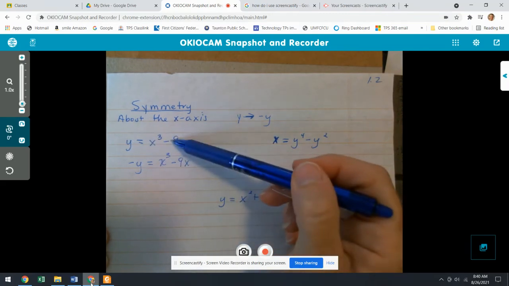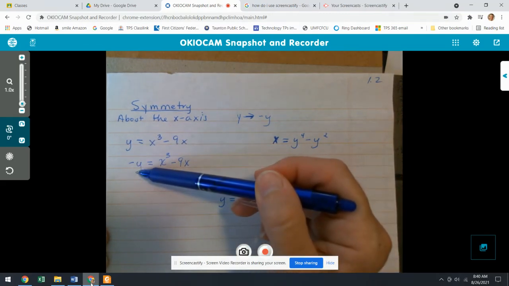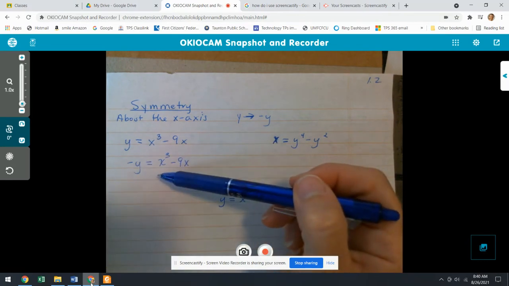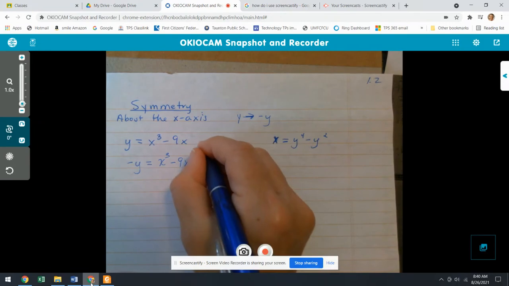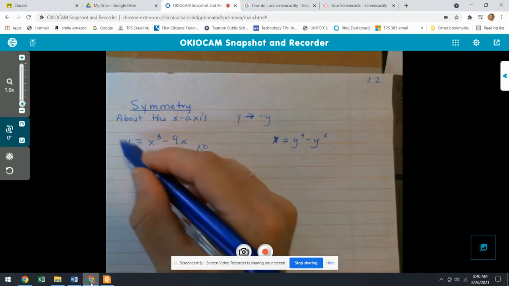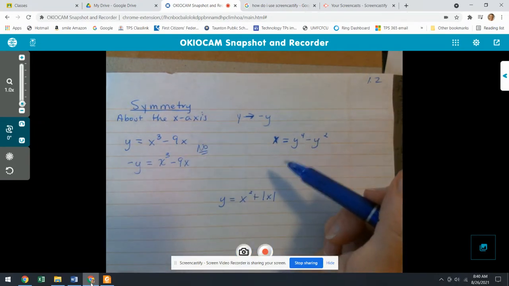So this was the original. We put in the opposite of y and simplified anything, which there was nothing to simplify. And then we just compare them. They are not the same. So this equation does not have symmetry about the x-axis.